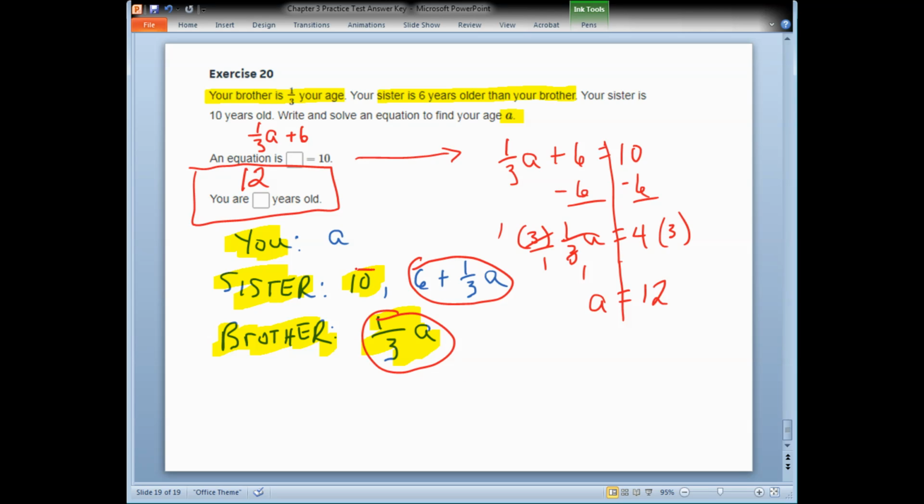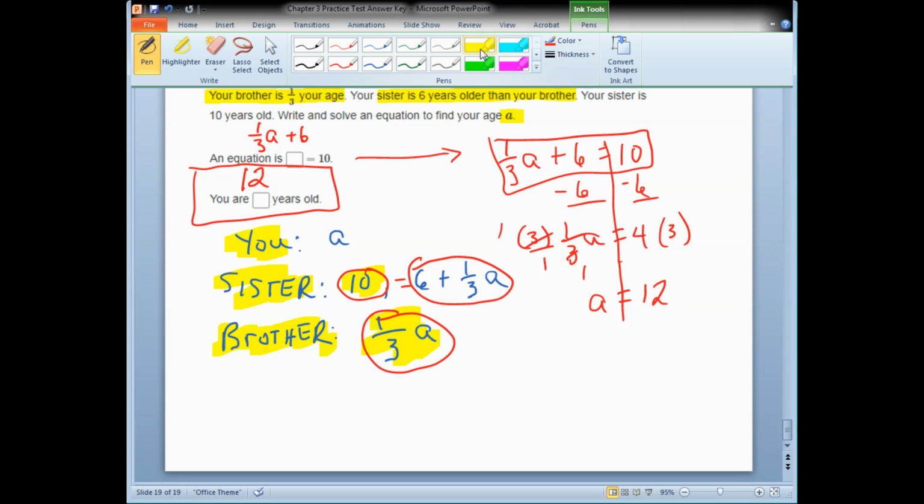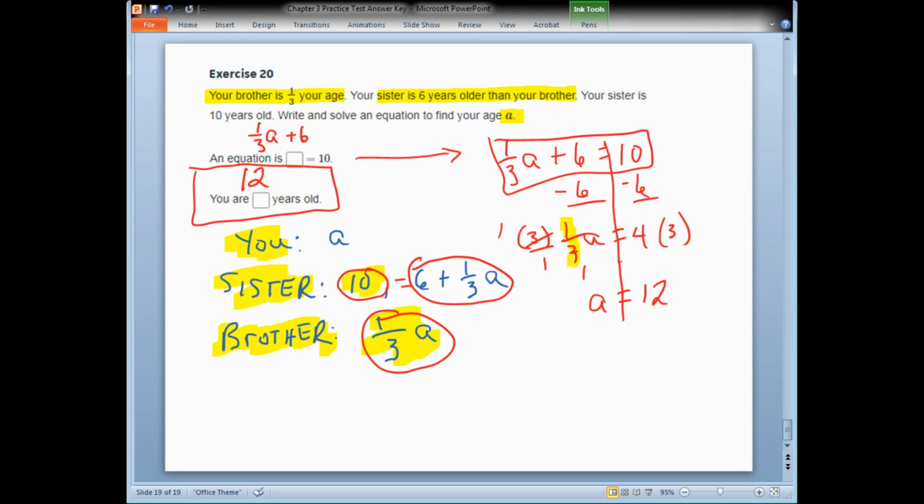Oh, wait, your sister is also 10. So these things must be equal to each other. Oh my goodness, I have an equation now. Can I solve it? Yes, solve it. So I subtract 6 from both sides. Then remember I have a fraction as my coefficient. So I need to multiply by the reciprocal on this side, which is 3 over 1, or 3. Multiply that side by 3, and I get my answer, A equals 12.